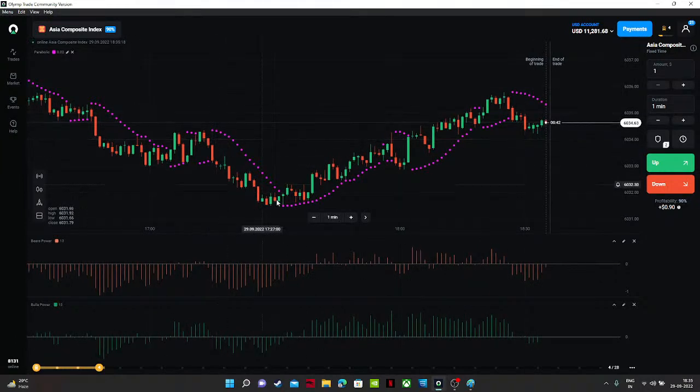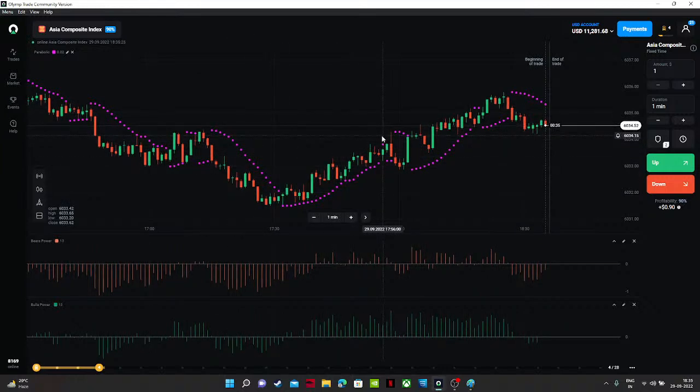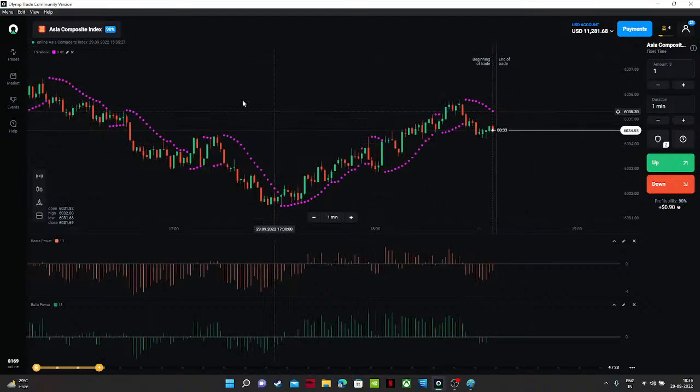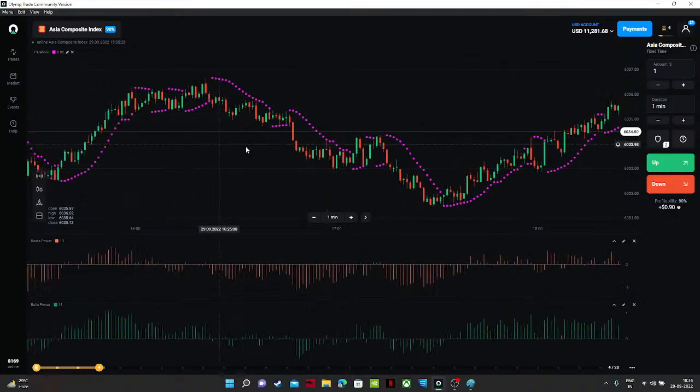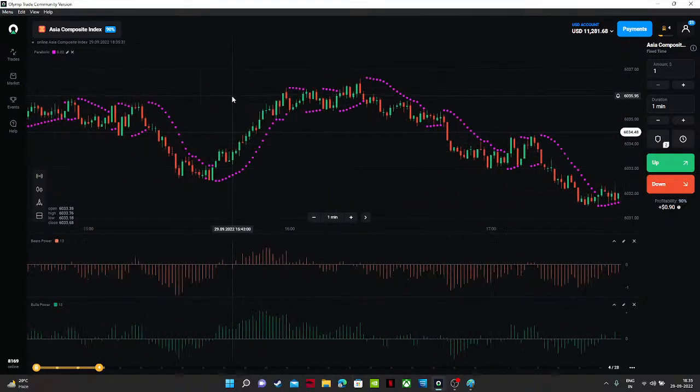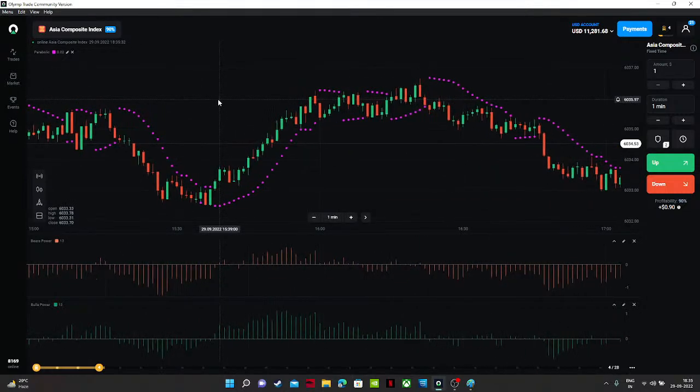When the price will go down, the parabolic SAR will appear on the top of the candle. When the price will go up, the parabolic dot will appear at the bottom of the candle. So this can be used to find entries in trades. For example, whenever the parabolic dot is shifting its position, at that point, we can make an entry into the trade.